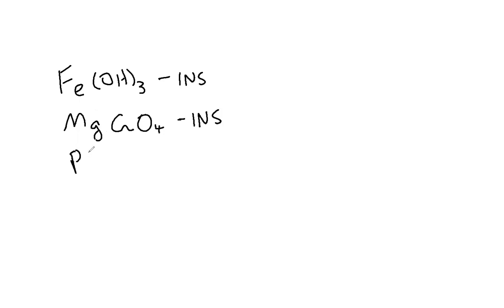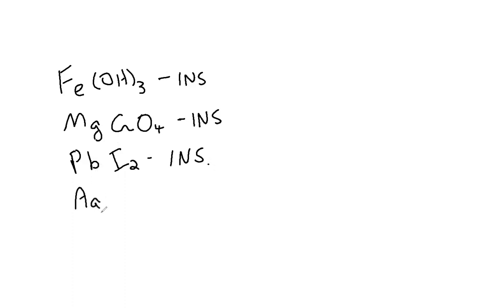Let's look at lead, Roman numeral 2, iodide, PbI2. So we look at the iodide, and that is in the top part. So iodides are usually soluble, but the lead Roman numeral 2 ion is an exception. So this then is insoluble.